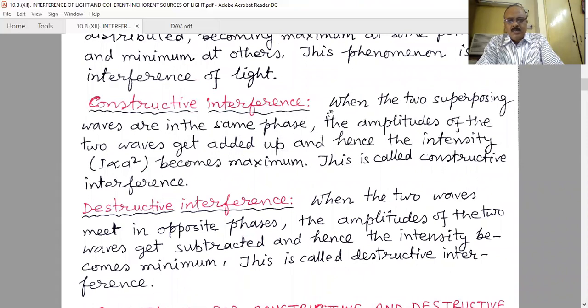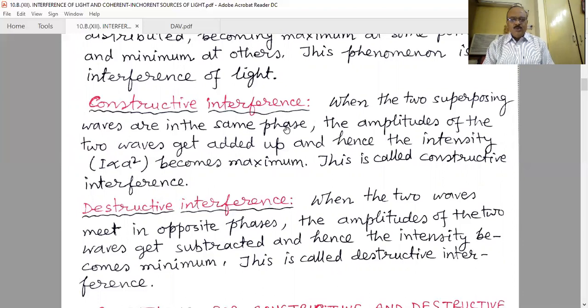Number one, constructive interference. When the two superposing waves are in the same phase, the amplitudes of the two waves get added up, and hence intensity, I varies as a square, becomes maximum. This is called constructive interference. That means when two waves meet at a particular point in the same phase, naturally their amplitudes get added, and since amplitude increases, the intensity also increases.